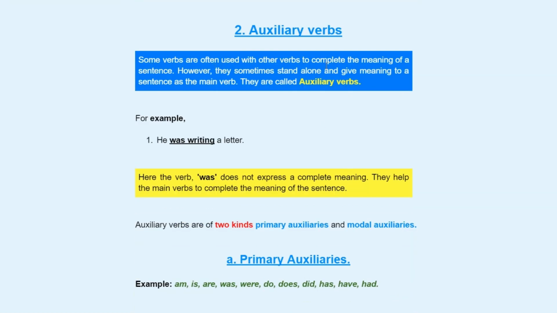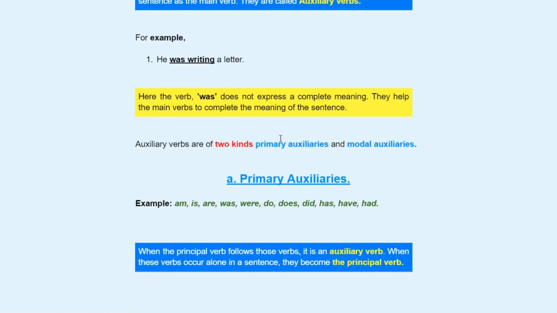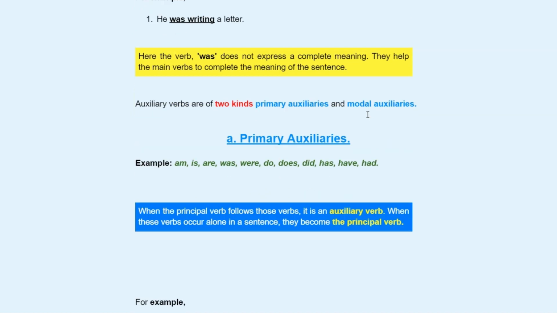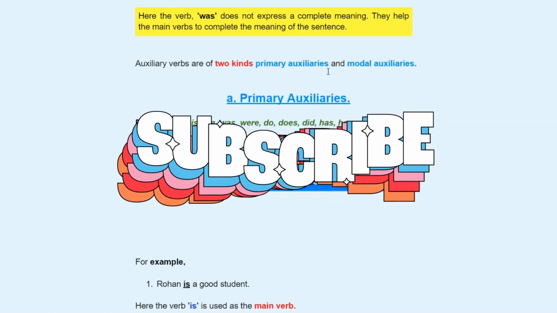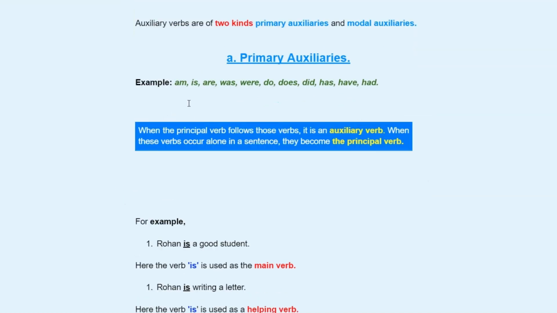Auxiliary verbs. Some verbs are often used with other verbs to complete the meaning of a sentence. However, they sometimes stand alone and give meaning to a sentence as the main verb. They are called auxiliary verbs. For example, he was writing a letter. Here the verb was does not express a complete meaning. They help the main verbs to complete the meaning of the sentence. Auxiliary verbs are of two kinds: primary auxiliaries and modal auxiliaries.